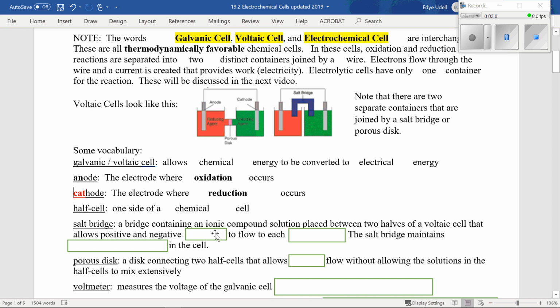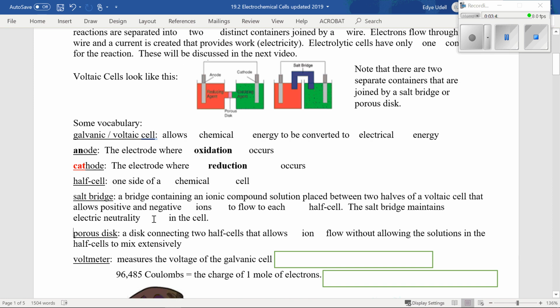And I already explained a little about the salt bridge. You'll hear some things repeated often because you need to hear these new terms fairly often to try to remember them. Okay, so the salt bridge allows positive and negative ions to flow to each electrode or half cell. And the salt bridge maintains what is called electrical neutrality in the cell. This is because one side of the cell will lose positive charge, the other will gain positive charge, so we need to make sure that we keep each side electrically neutral. The porous disk allows ions to flow, as would the salt bridge. They have the same exact purpose.